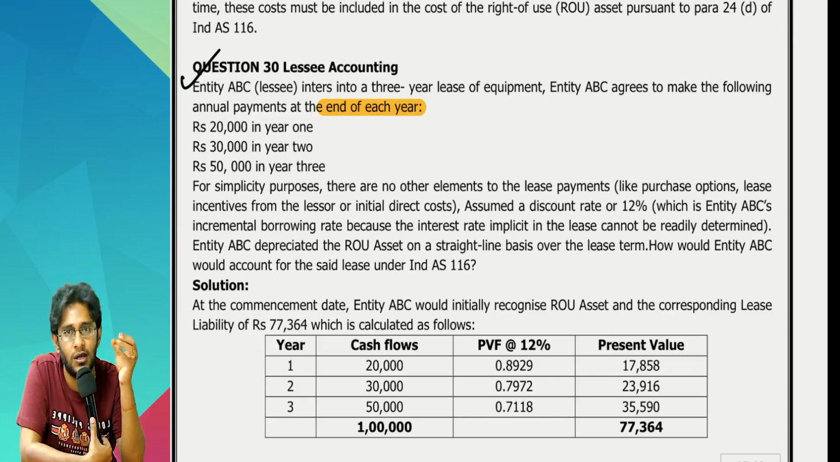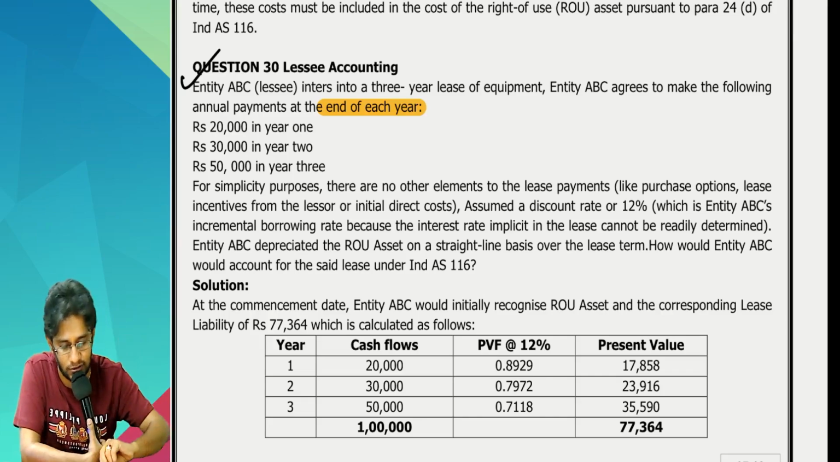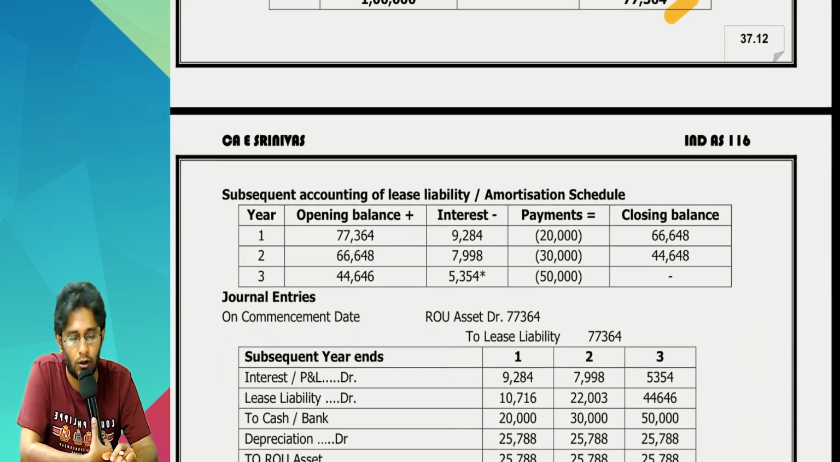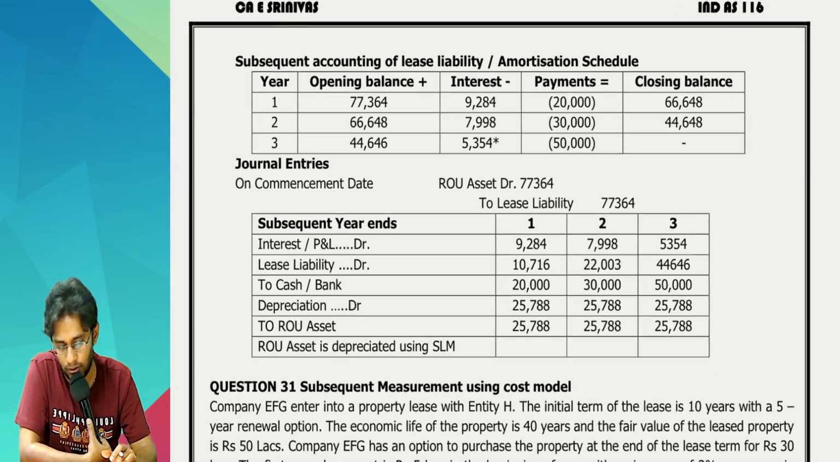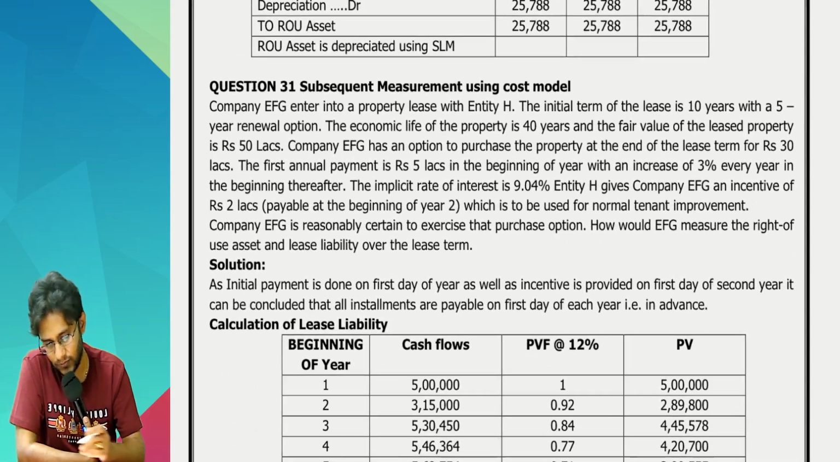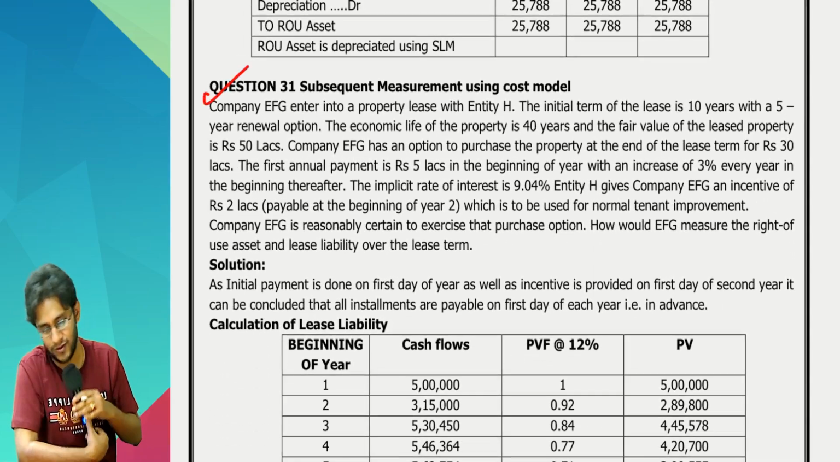All you have to do is discount our lease payments first. You will get an amount of 77,364. Don't solve. See. What is the entry you will pass now? ROU asset account debit to lease liability 77,364. And the 77,364 should be depreciated over a period of 3 years. And our lease liability you will go and apply amortised cost accounting. You all know how to apply amortised cost accounting? That's all. Not your range actually. Next, 31.